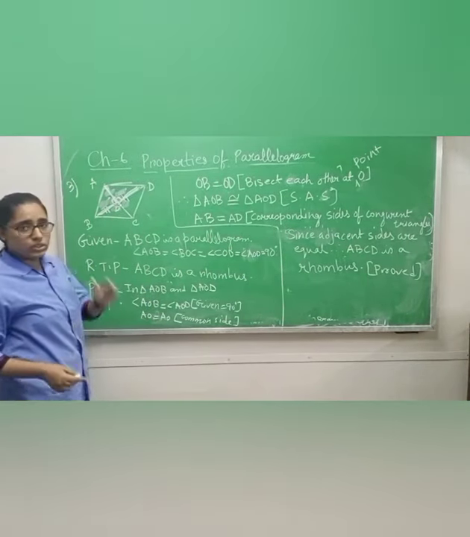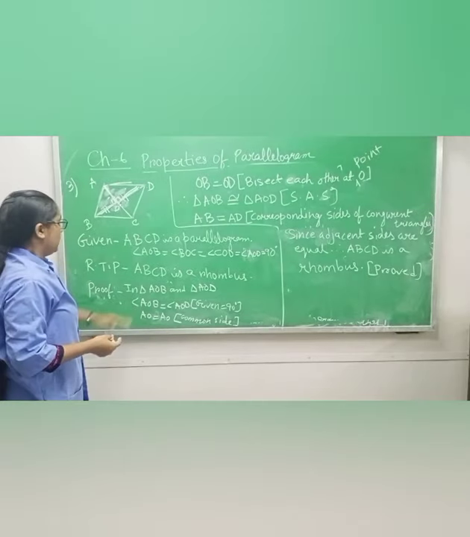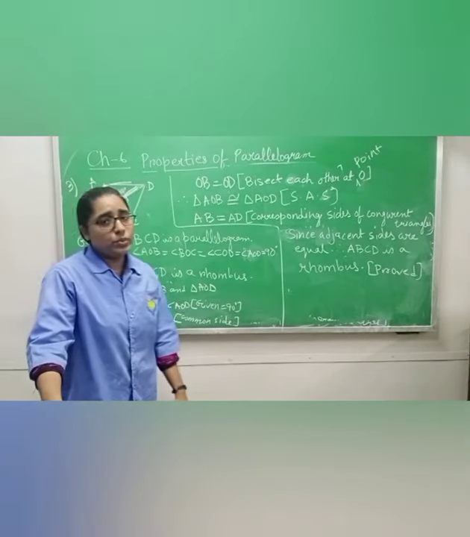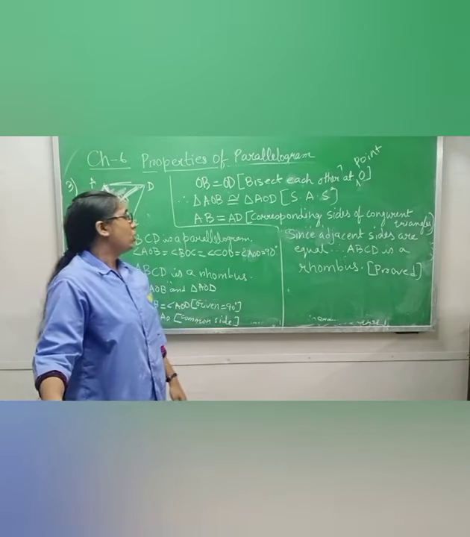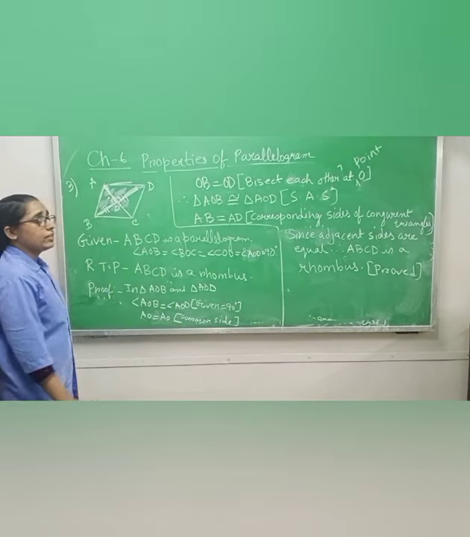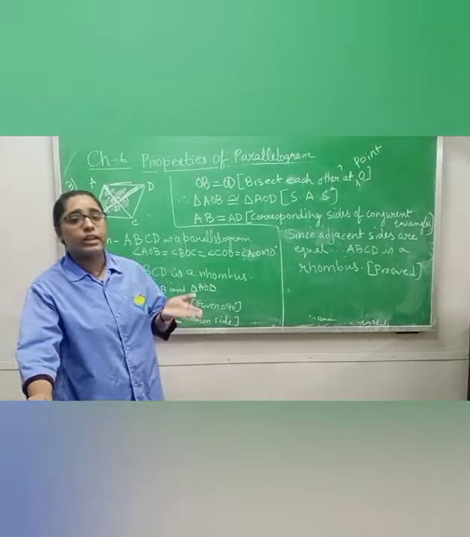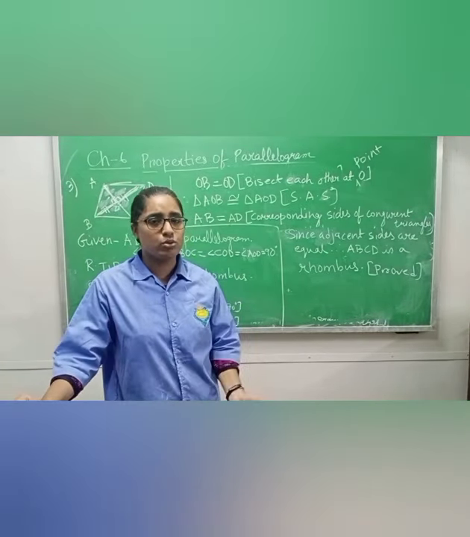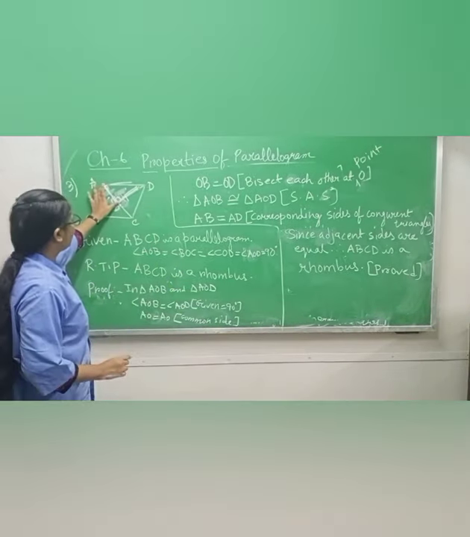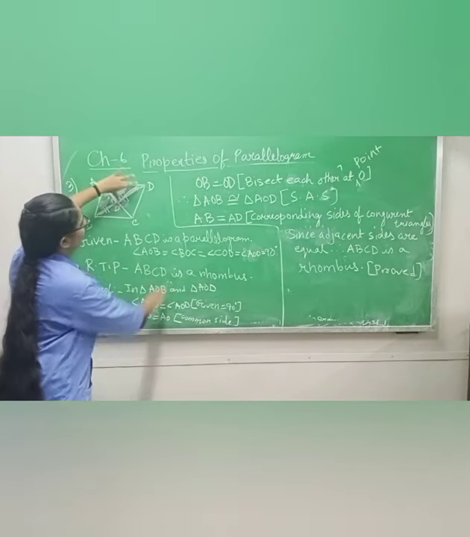O is the center, so of course it will divide into two equal halves. So you can say that triangle AOB is congruent to triangle BOC by the property of side angle side. When two triangles are congruent, then the rest of the corresponding sides will also be equal. This one you have proved already, you have written here. This one you have written there.